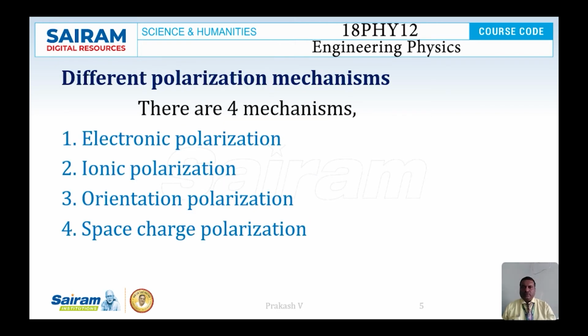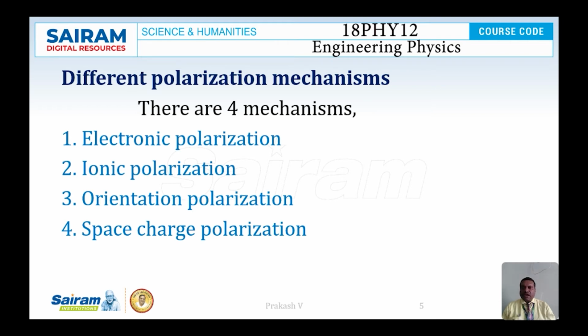Now I am going to discuss different polarization mechanisms. There are four mechanisms: electronic polarization, ionic polarization, orientation polarization, and space charge polarization. First, let us concentrate on electronic polarization. Electronic polarization occurs due to displacement of positive and negative charges in a dielectric material on the application of an electric field. The electronic polarizability is denoted by the symbol alpha_e.